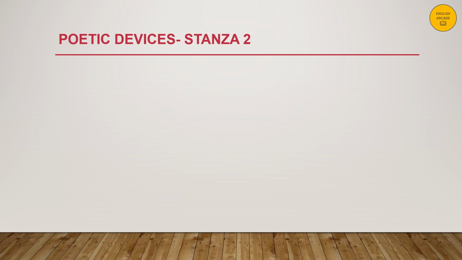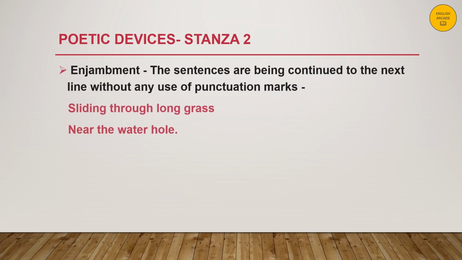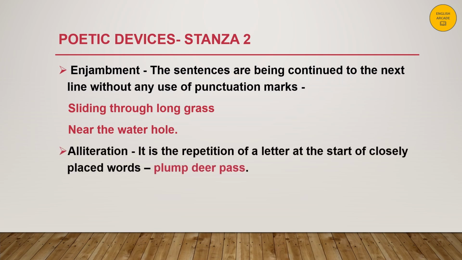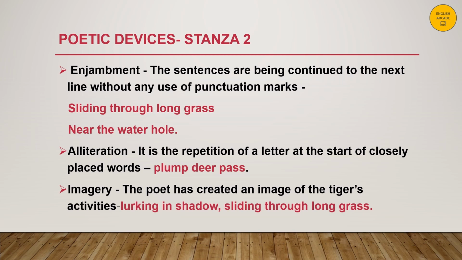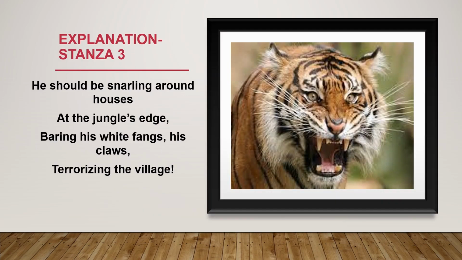Looking at the poetic devices used in stanza 2, enjambment is used in lines 2 and 3, where sliding through long grass carries forth to line 3 near the waterhole without the use of any punctuation mark. Alliteration is used at plump deer pass, so plump pass is a beautiful example of alliteration. Imagery is used yet again where the poet creates an image of the tiger's activities like lurking in shadow and sliding through long grass. Stanza 3.